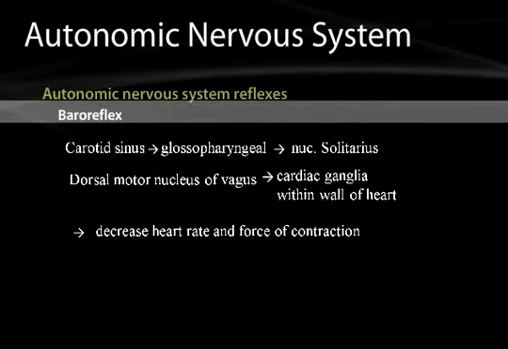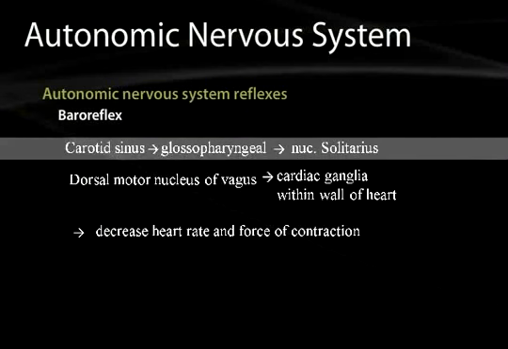Let's talk about the baroreflex. The baroreflex is the way that your body responds to increased blood pressure, and it can also be set off by direct manual stimulation of the carotid bulb. That is at the junction of the internal and the external carotid arteries. So this is the carotid sinus that notes the increase in blood pressure. Then information travels back to the brainstem via the glossopharyngeal nerve. Glossopharyngeal will have its input into the nucleus solitarius of the brainstem, in the upper medulla.